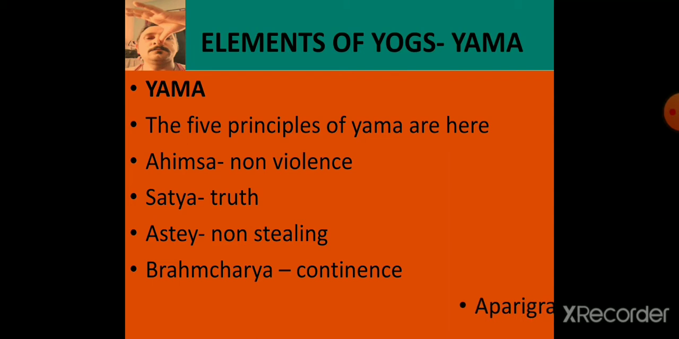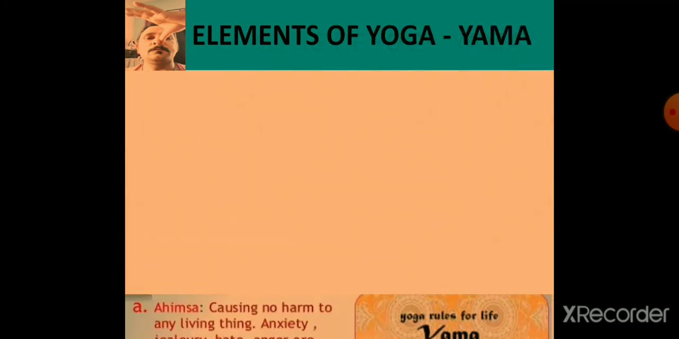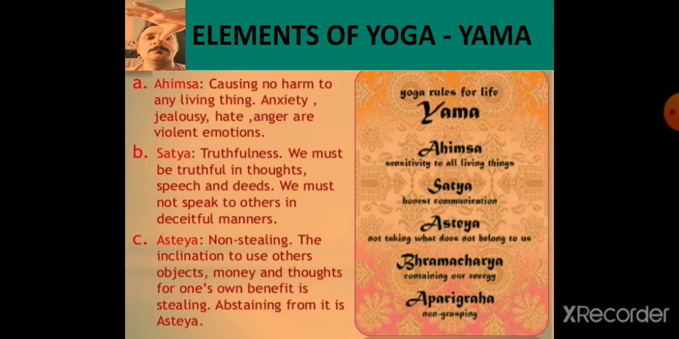First we are discussing the yam. So the first principle of yam is ahimsa, causing no harm to any living things. Ahimsa means causing no harm to any living things.